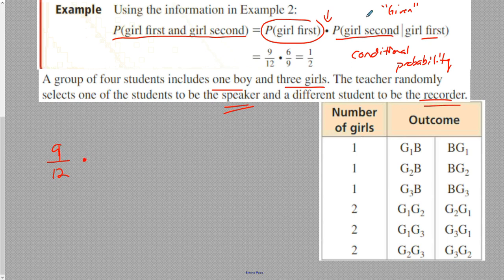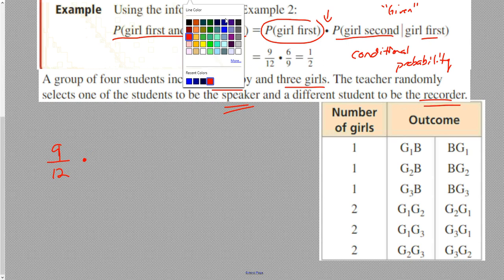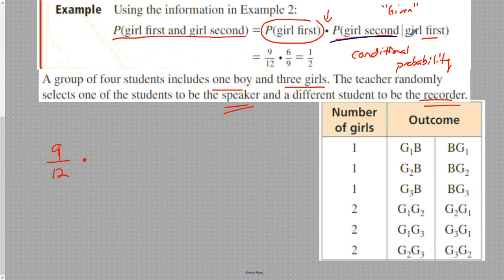Times the probability we have a girl second, assuming we already have a girl first, which means I can only look at the outcomes that have a girl in the first position. That would be all of these, right? Because we can't have a girl second, assuming we have a girl first, if a girl isn't first. So we have to cut out the options where a girl is not first.